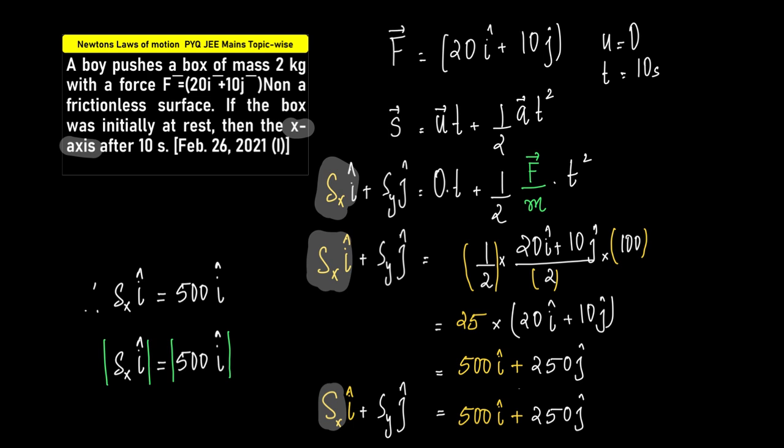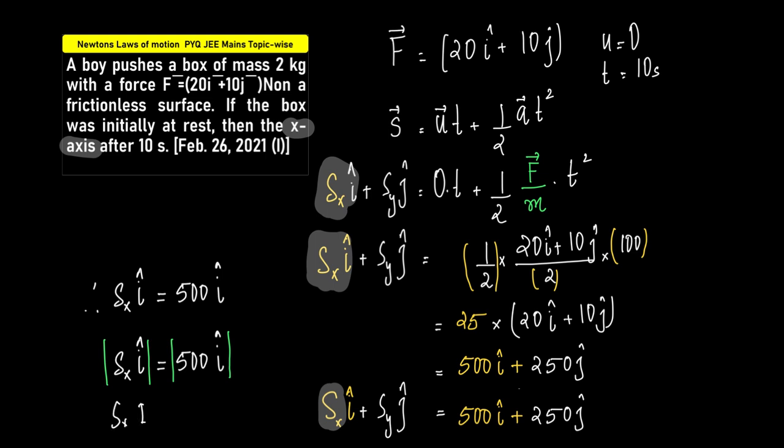And if you understand the concept here, if you compare these two vectors, the x component vector should be equal, which means Sx I cap should be equal to 500 I cap, and similarly Sy J cap should be equal to 250 J cap. So if Sx I cap is 500 I cap, if we take magnitude on both sides, what is magnitude of I cap? It is 1. What is magnitude of Sx? It is Sx.